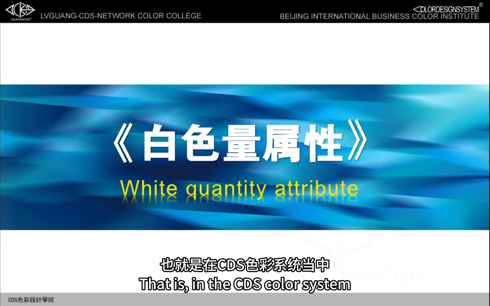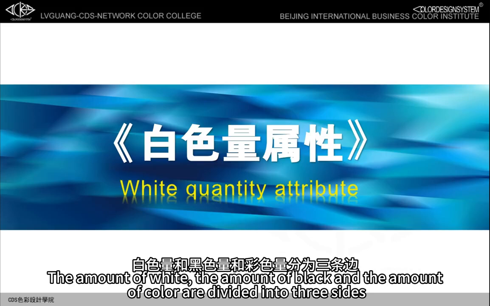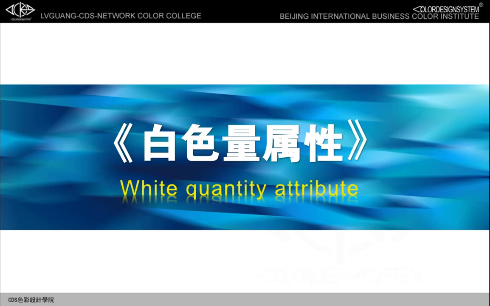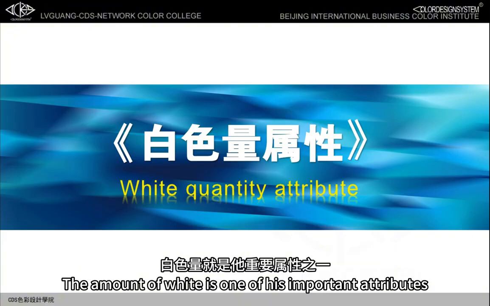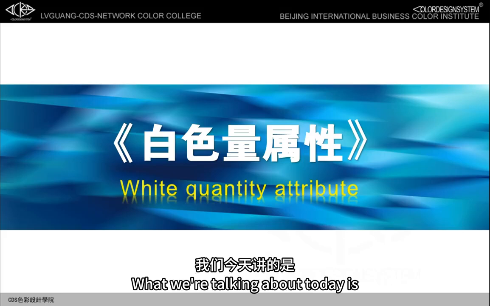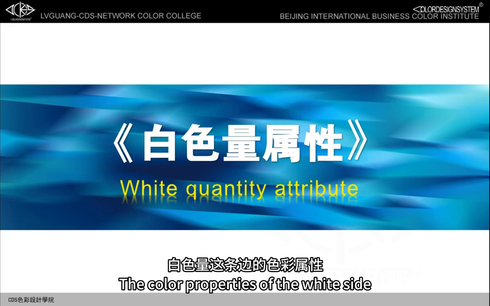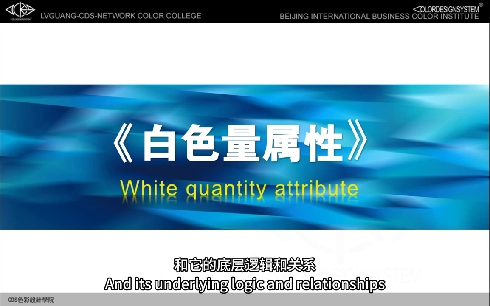That is, in the CDS color system, the amount of white, the amount of black, and the amount of color are divided into three sides. And these three sides form the triangle of the CDS color system. The amount of white is one of its important attributes. What we're talking about today is the color properties of the white side and its underlying logic and relationships.